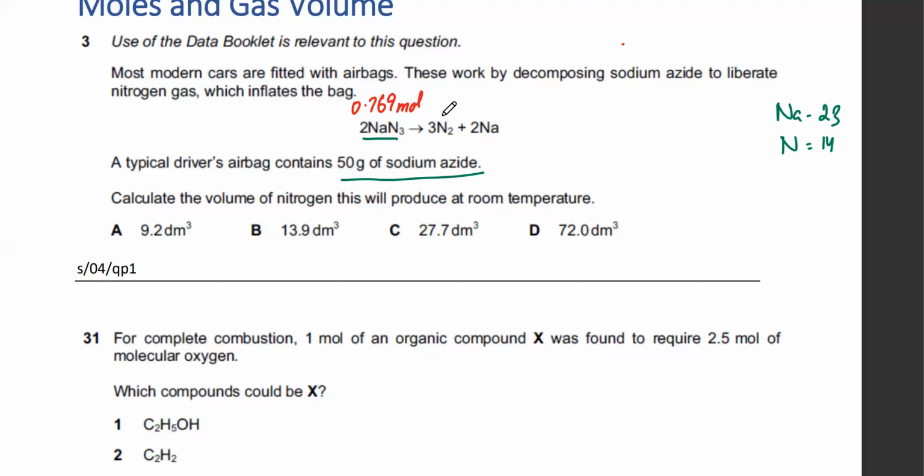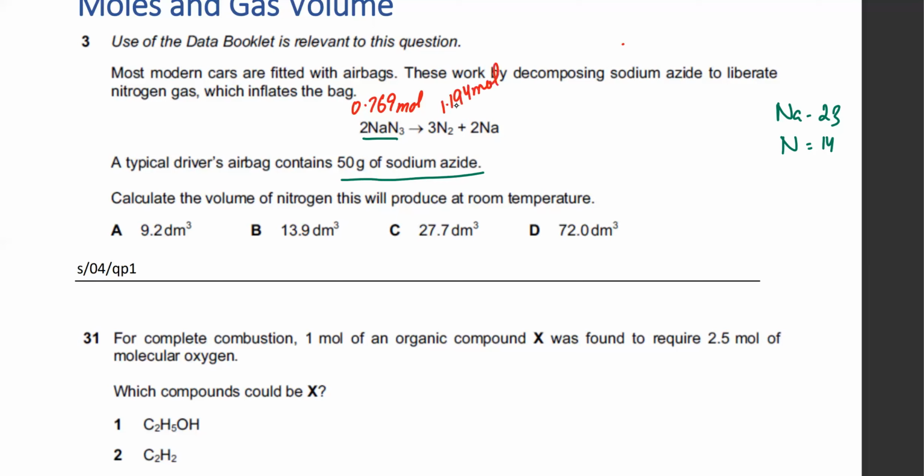How do you find the moles? Use ratios, 2:3. The faster way is 0.769 divided by 2, divided by its ratio, multiplied by the ratio of the other substance. So 0.769 divided by 2 into 3, you'll find the moles of N2. Can anyone tell me what those moles are? 0.769 divided by 2 into 3 is 1.194.